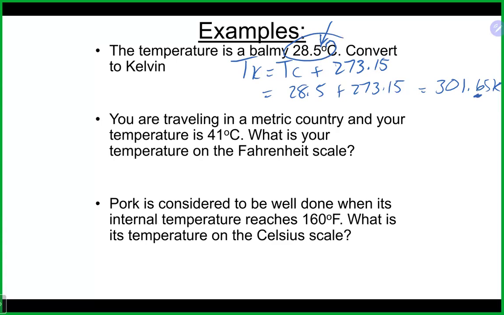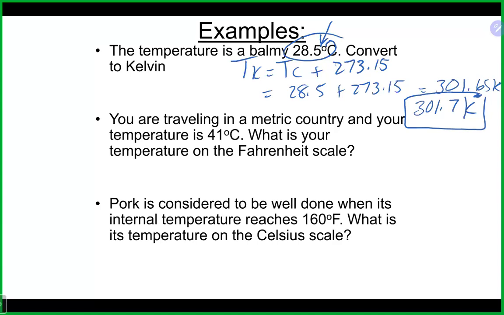As you probably know, we follow basic rounding rules, which means if I look to the right there, that is a 5, so I am going to round up because it's 5 or more. That would give me a final answer of 301.7 Kelvin here. Any questions on that one? Again, there is no degree symbol written for Kelvin. It's just a capital K. Any questions on that one?